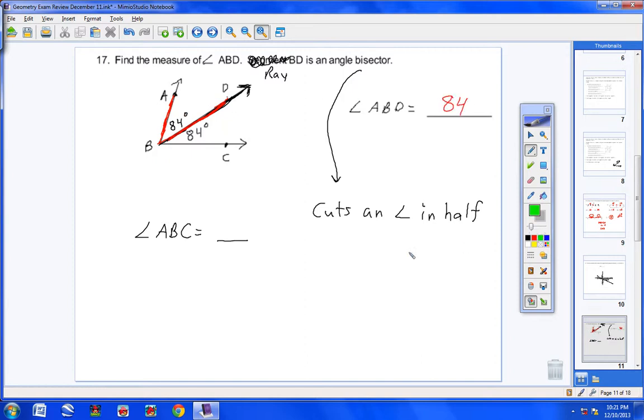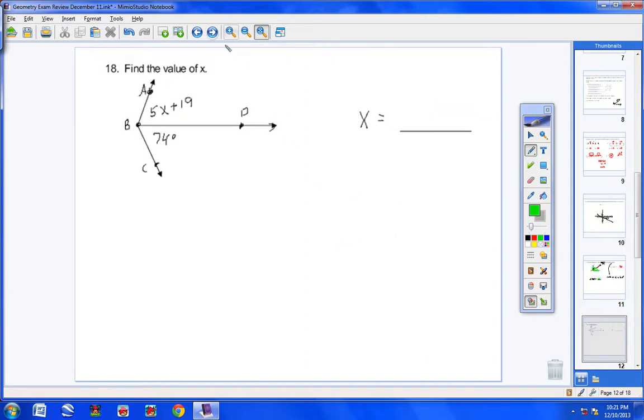Now, what if I asked you to find the measure of ABC? Here's A, then I go to B, then I go to C. If I want this whole big angle, it would be this angle plus this angle, which is 168 degrees. There we go. So what am I reviewing? I'm reviewing what an angle bisector is. It cuts an angle in half. All right, let's continue on.